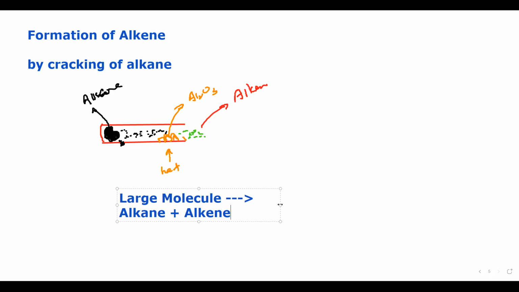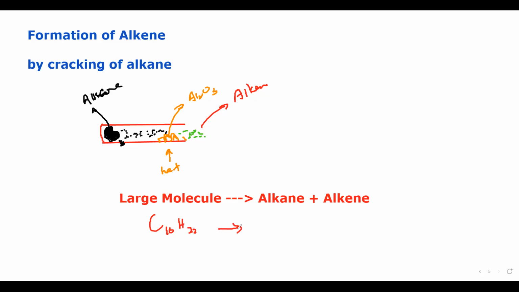So the large molecule decomposes into lighter breakdown products. For example, if we have C10H22, when we crack it, it becomes a smaller molecule like C5. If it's an alkane, the number of hydrogens will be twice the carbons plus 2, so 5 multiplied by 2 is 10, plus 2 is 12. And the remaining C5, how many hydrogens will this have? This will have 10 hydrogen.